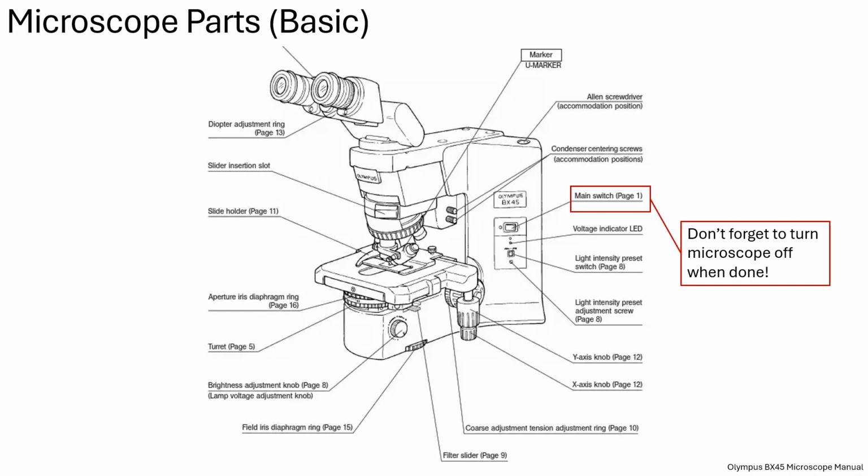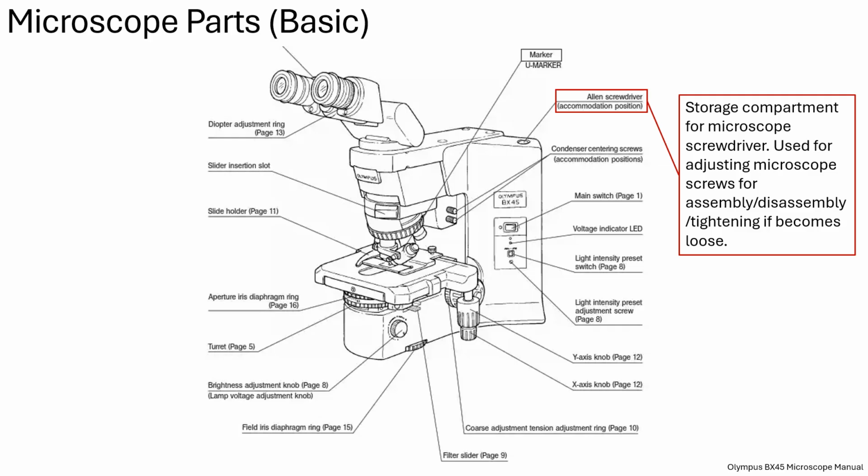Now that you are set up for success, we will transition to discuss the microscope parts and how they are used. You will find the main power switch located on the frame of the microscope towards the back. It may be on the left or the right side. Be mindful to turn the scope off after each use to preserve the life of the lamps.